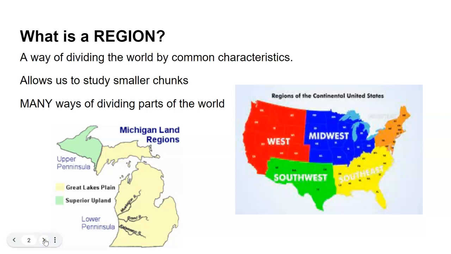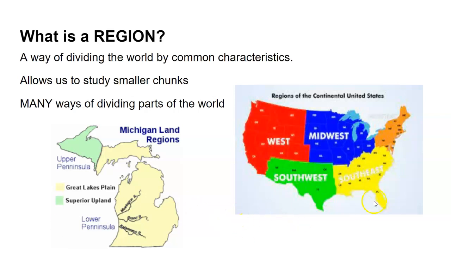Okay, but let's think about regions before we get to where these things are located. So the world is divided into regions by common characteristics. We talked about this with our 5 themes. And basically it allows us to study the world in smaller chunks. And there's many, many ways of dividing parts of the world. So just jot that down in your notes.